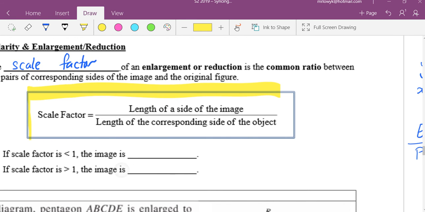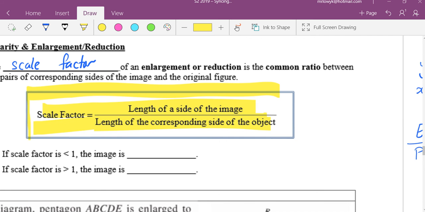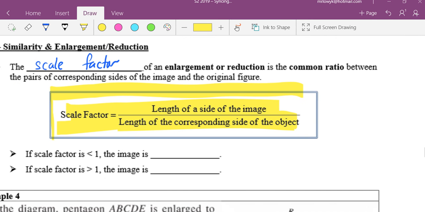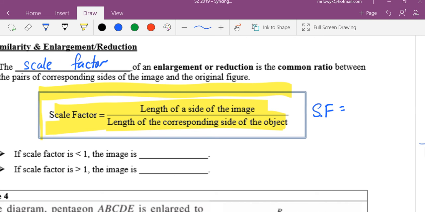Can you box this up? This is the most important. So I try and rewrite it into some short form. Can you write down SF stands for scale factor?